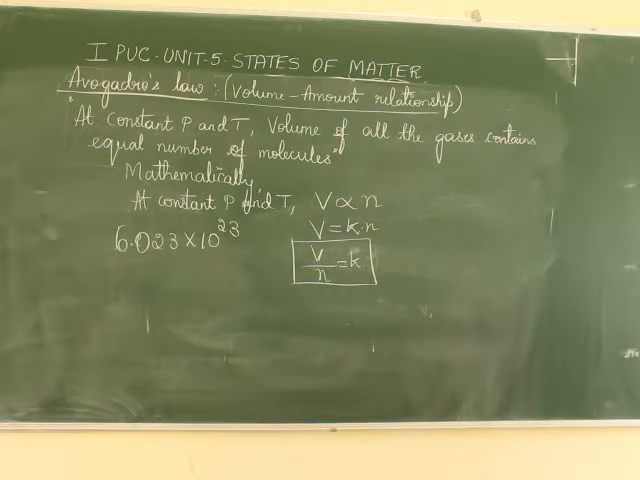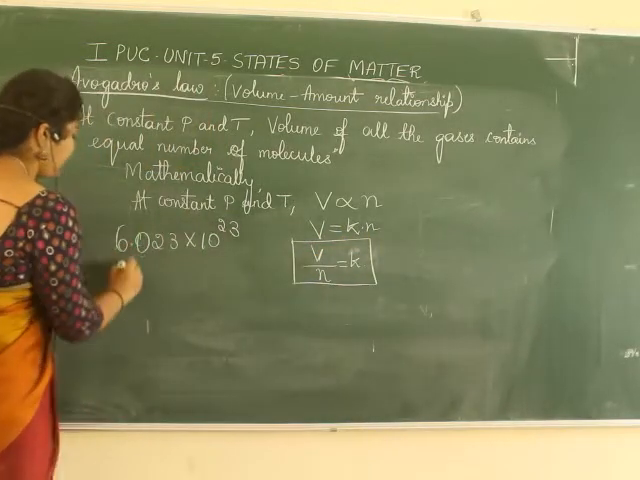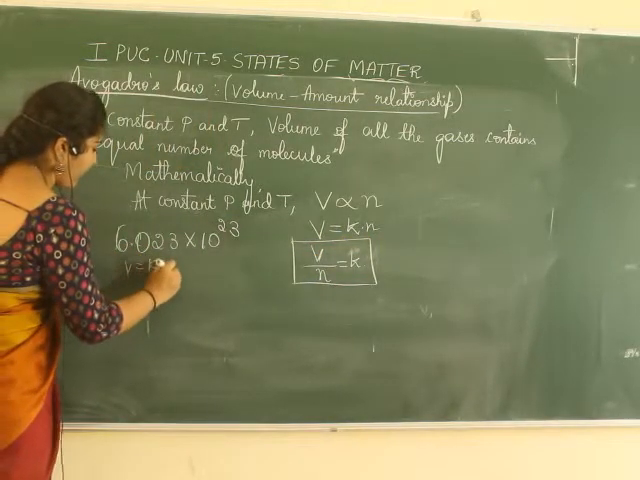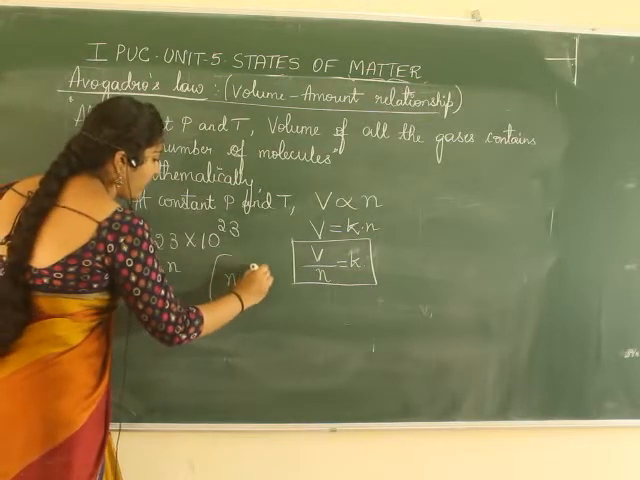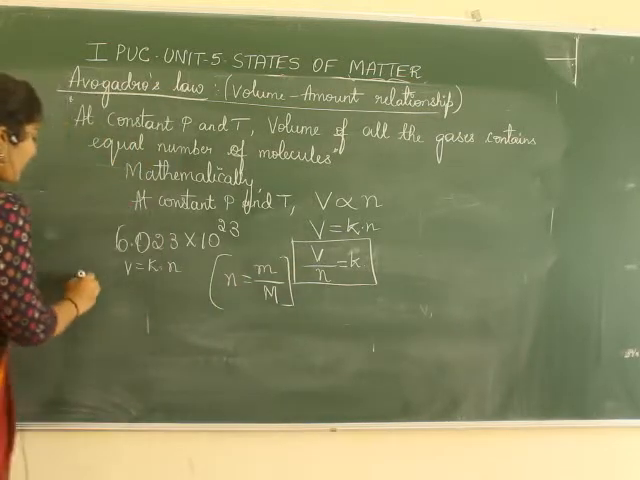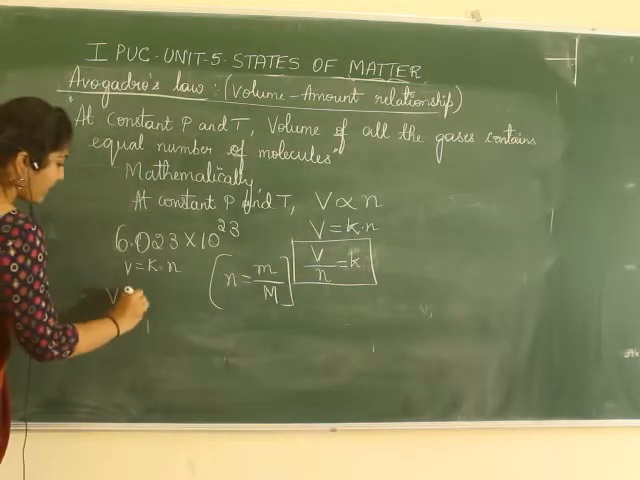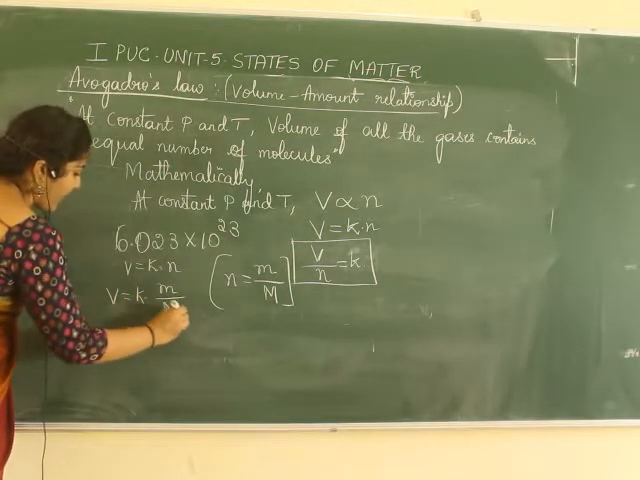How can you calculate number of moles? Here, V is equal to K into N. One more way you can write: N means number of moles. N is equal to given mass by molar mass. Therefore, substitute in this equation, volume is equal to K into given mass by molar mass.